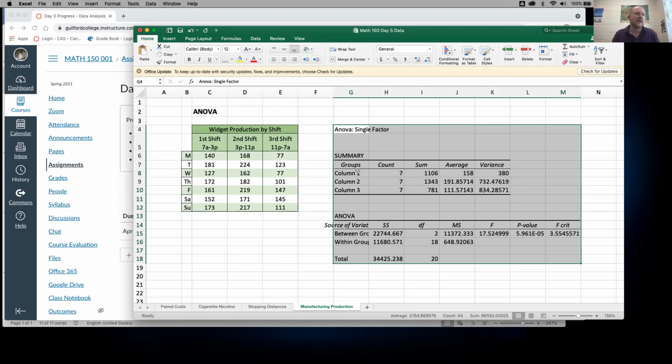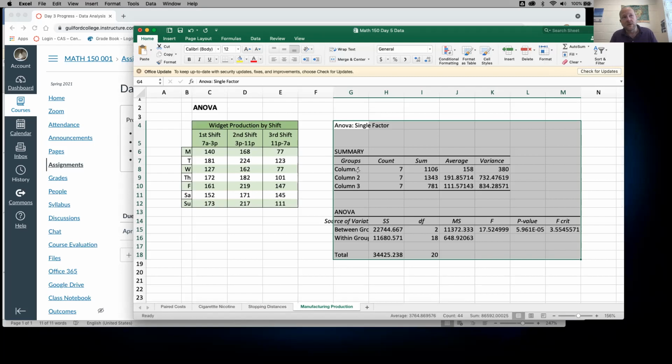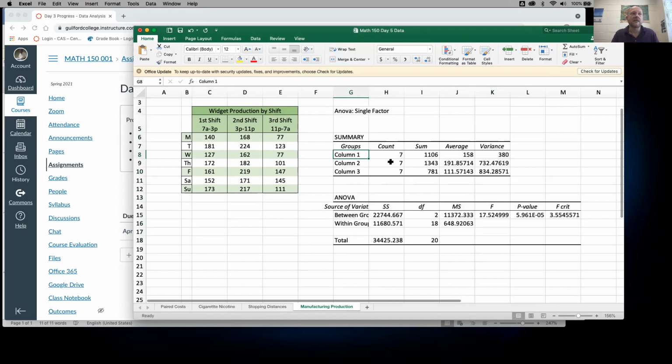I never know whether to say ANOVA or ANOVA, but it collects together all kinds of statistics like the count of them, the sum, and the average and stuff. So just from looking at the averages, you can tell that these are getting different averages. 158, 192-ish, and 112-ish, you know? But the thing we're really looking for is our p-value down here.